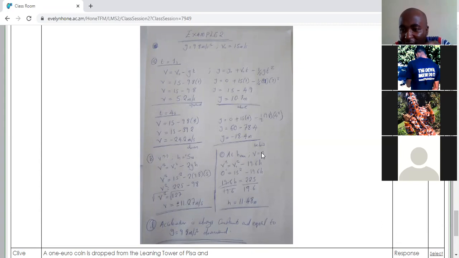So for the time, we use the first equation, V equals V naught minus g t, for the time when it is at maximum height. We equate V to zero, and then we get the time it takes to reach the maximum height from the time you throw. So that's the way it is.